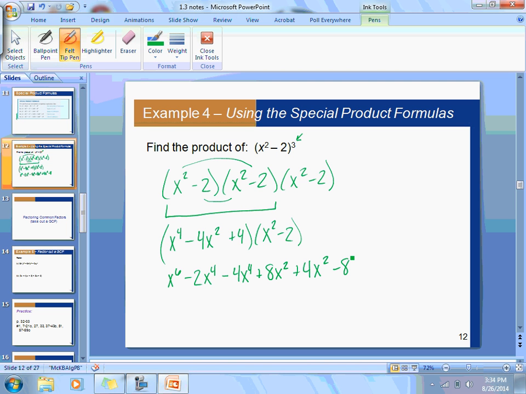And then you go through and you combine your like terms. So I don't have any other x to the sixths, so I'll just leave that as it is. I have minus 6x to the fourth now. And then I have my x squareds, so I have 12x squared minus 8. So just do the distribution one step at a time. Pick two terms and distribute, and then take that product and distribute it to your other term, and then combine your like terms.